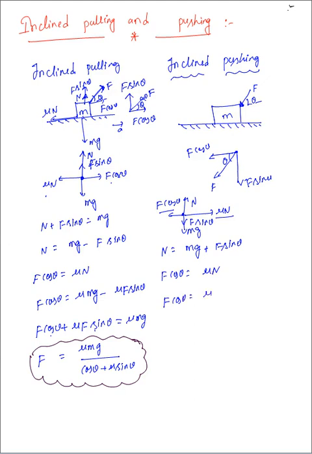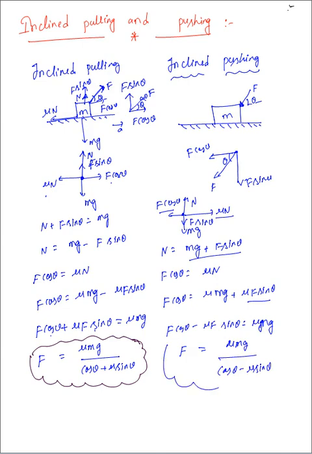Substituting, mu into mg plus mu F sin theta, we got it. Shift this to the left-hand side: F cos theta minus mu F sin theta equals mu mg. Taking F common, and sending the rest to the denominator, F equals mu mg over cos theta minus mu sin theta.